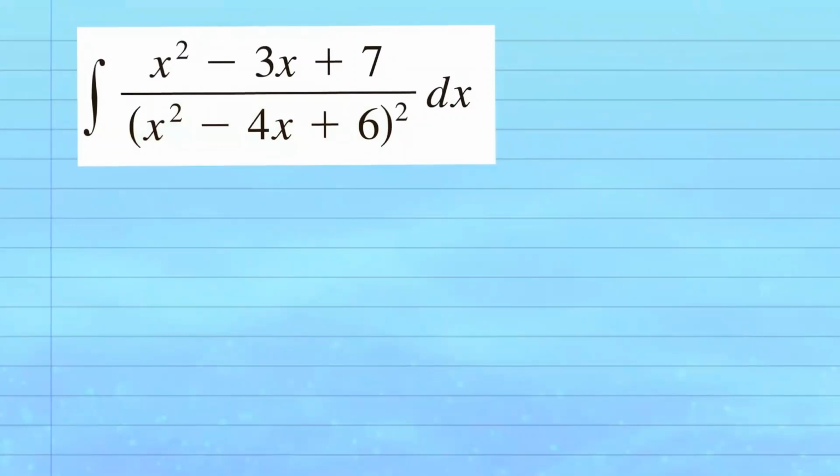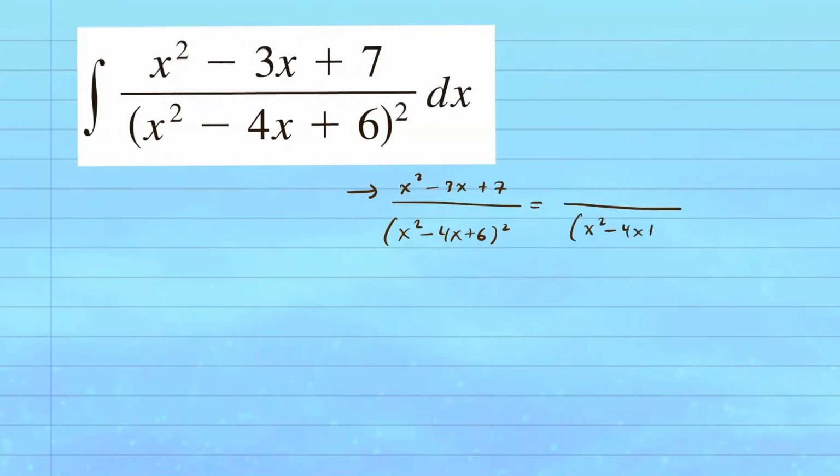So I'm going to show you another way to do it, but if you were to start off by using partial fraction decomposition, you'll set it up this way. So you've got x squared minus 3x plus 7 over the denominator, x squared minus 4x plus 6, squared. So you'll set this up as two fractions like this. On the first denominator, you'll just have x squared minus 4x plus 6. And the second denominator, you'll have x squared minus 4x plus 6 squared, since that factor is repeated. So it's an irreducible quadratic repeated.